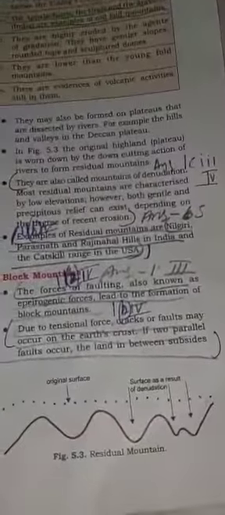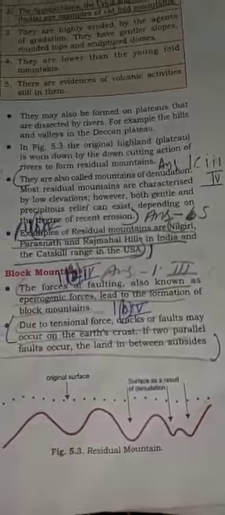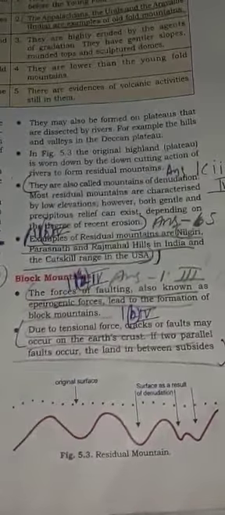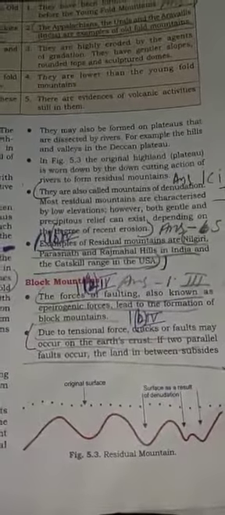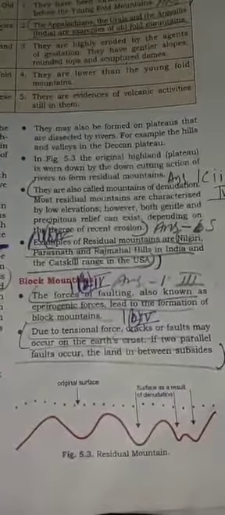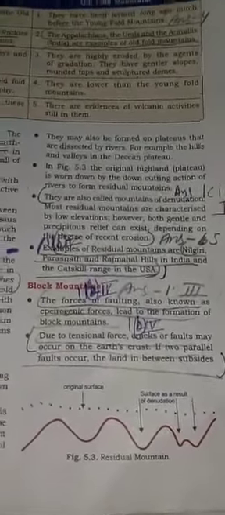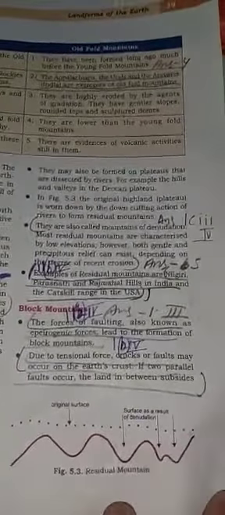Here, children, they have given that the original highland or plateau is worn down by the cutting action of river to form residual mountain. Moving water also erodes the high mountains. So the top part of the mountain was eroded by the moving water of the river. Thus, the top part has become flattened. This you will see in figure 5.3 also, children.